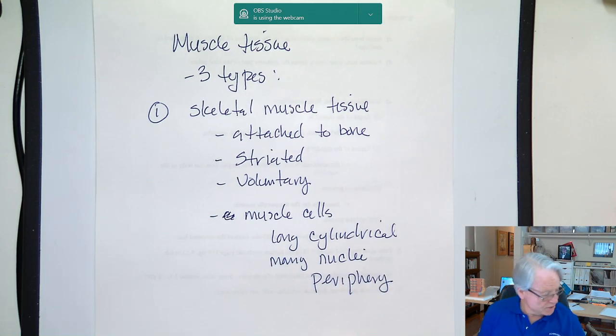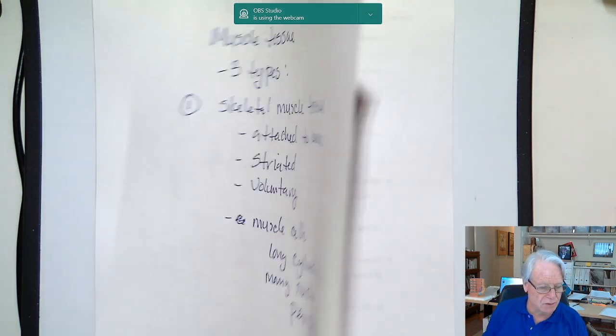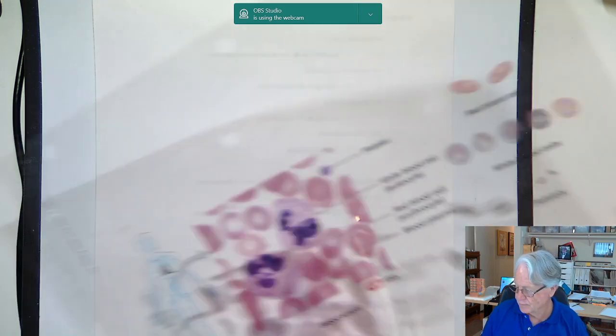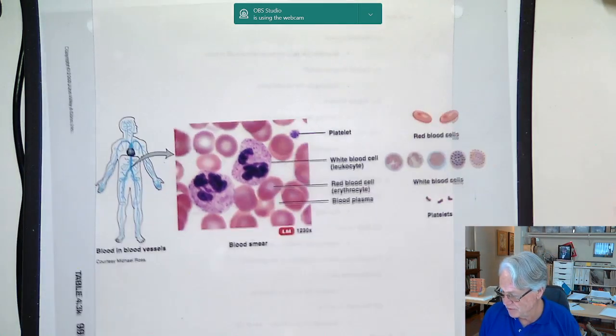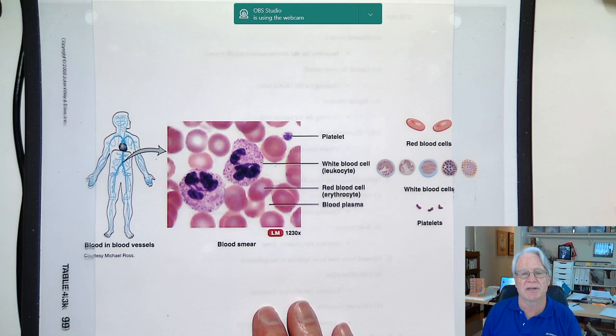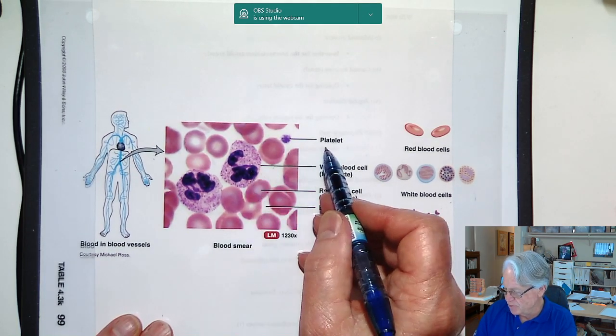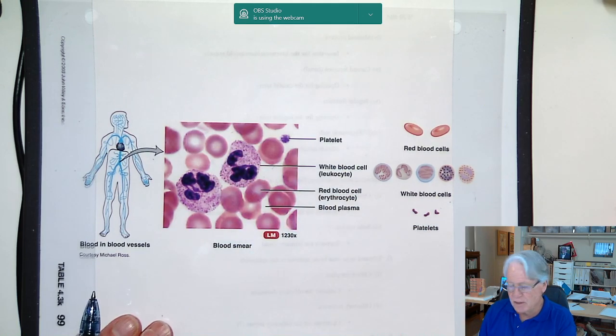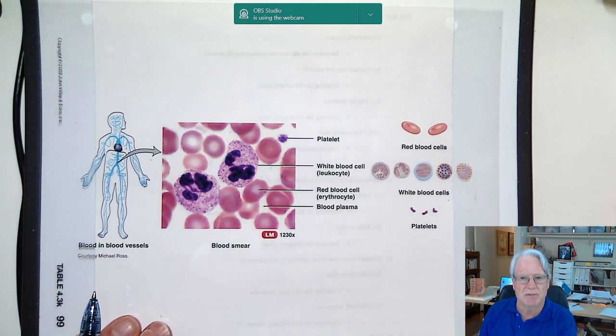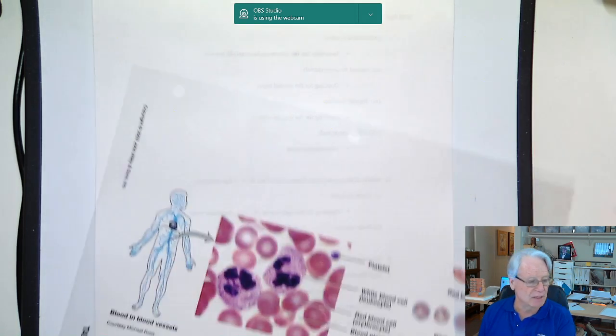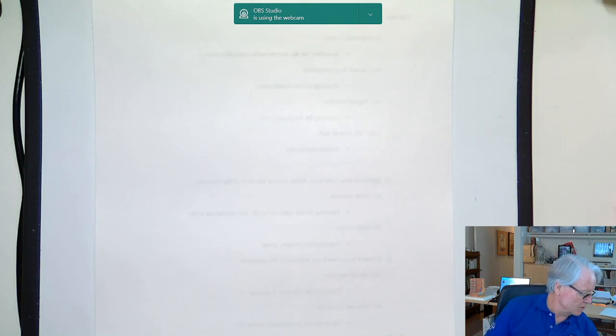So let's take a quick look at blood. I forgot to show you blood, so we'll look at that very quickly. Most people have seen blood and have a sense of what it looks like. Here are the 3 different types of cells: red blood cells, white blood cells, and platelets, and in between them is the ground substance, which happens to be blood plasma.